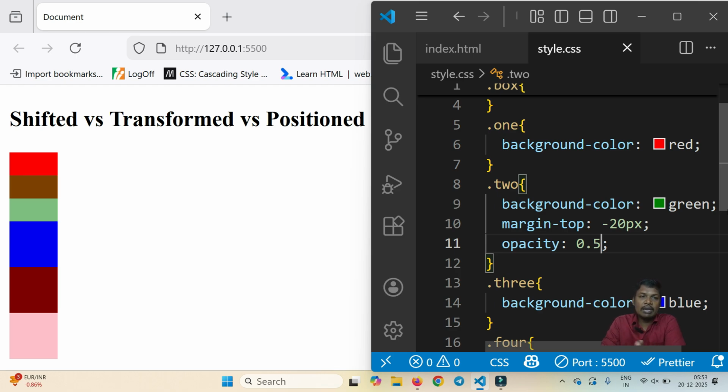This is not overlapping. Even though it covers the previous element or any other element, it is still in the normal document flow. So it is not real overlapping. It just moved upward, that's all. Both green and red elements are still in the normal document flow, and they are at z value 0 only. This is not real overlapping.